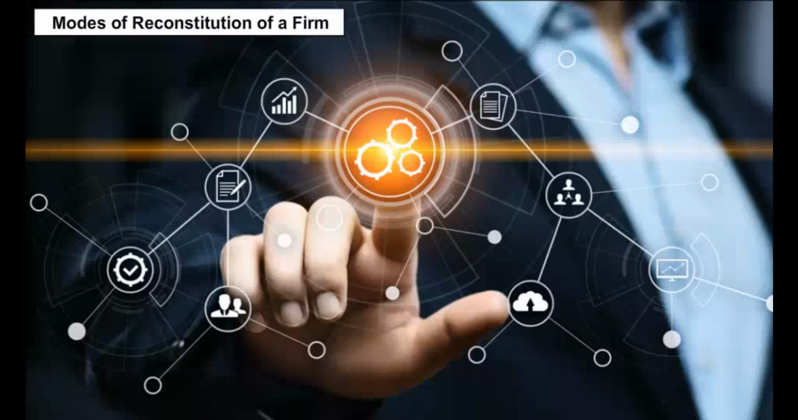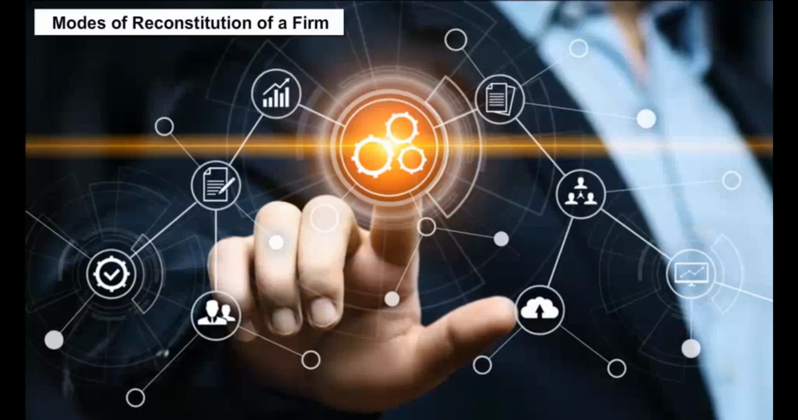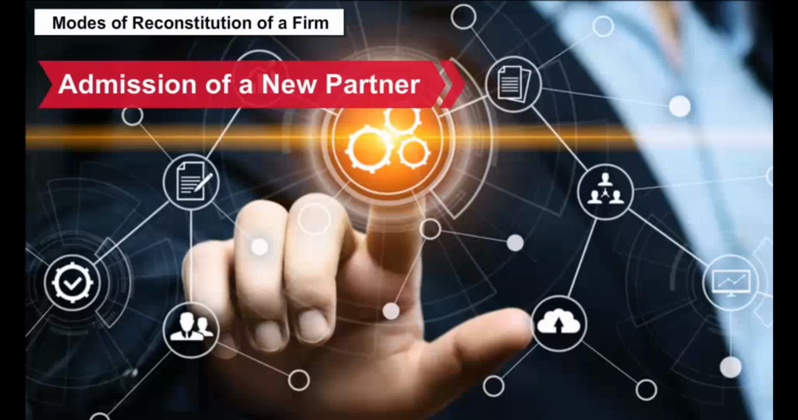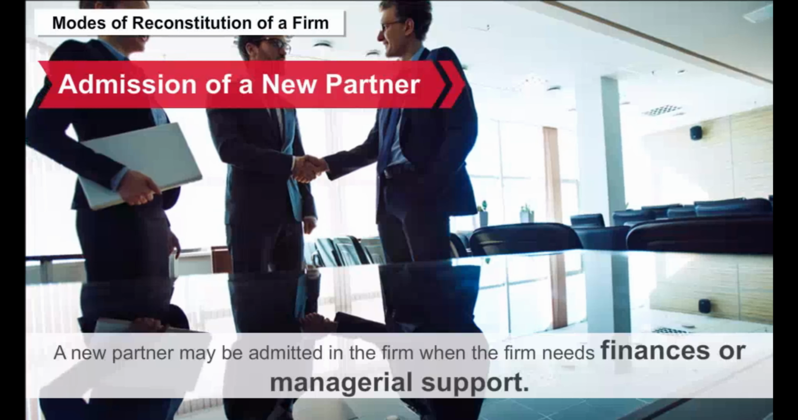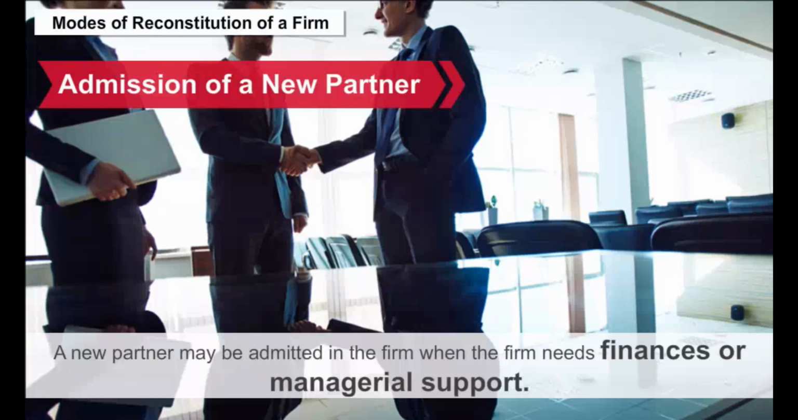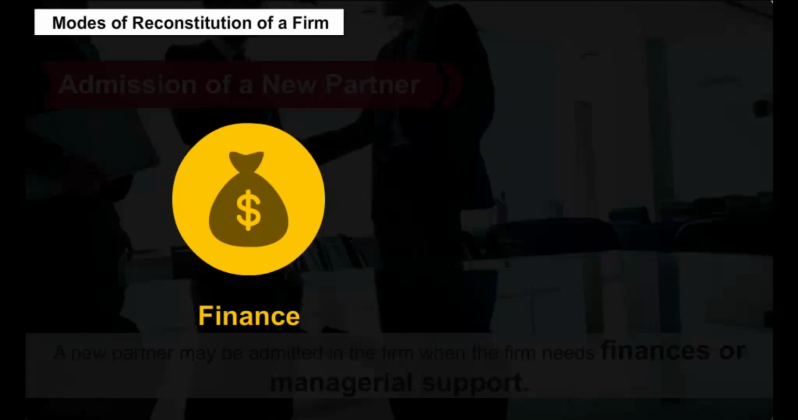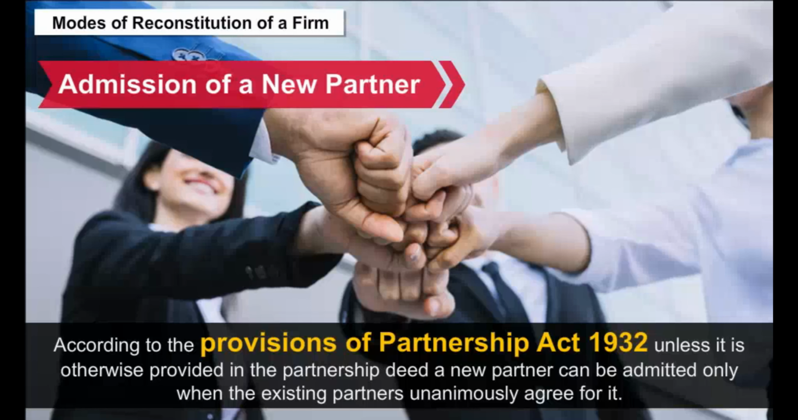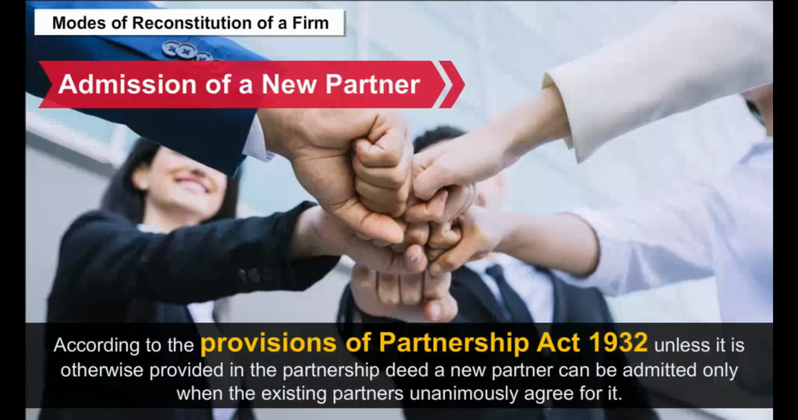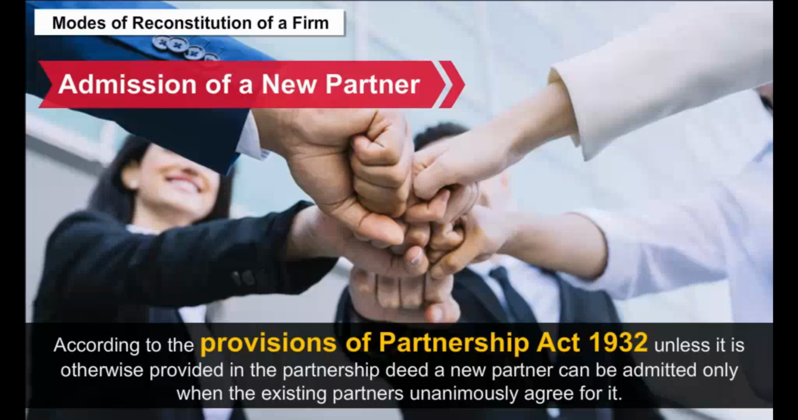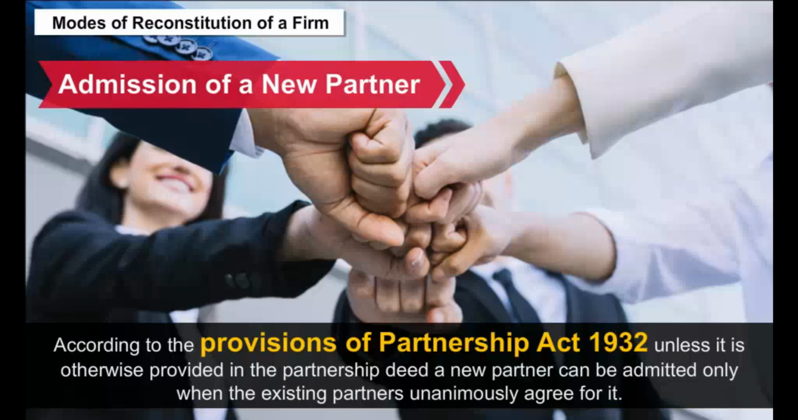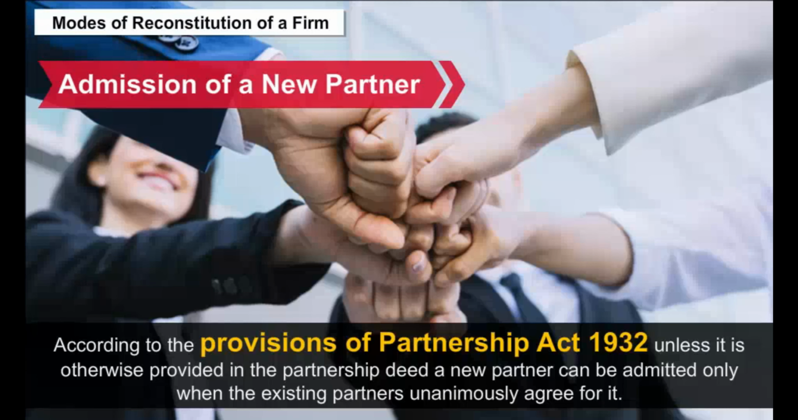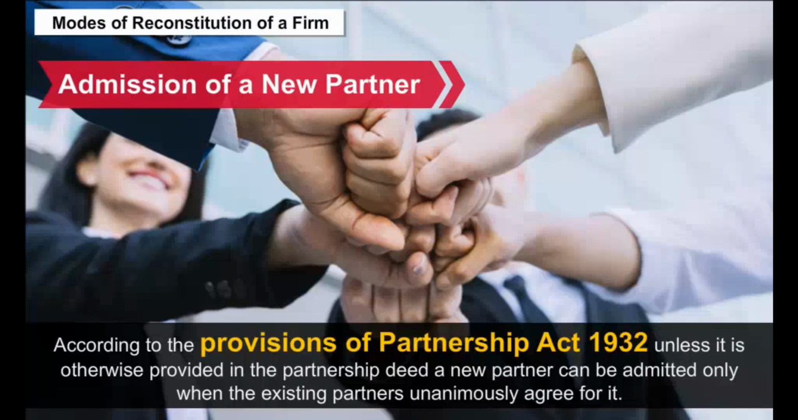Modes of reconstitution of a firm. The reconstitution of the firm happens in many ways. Admission of a new partner. A new partner may be admitted in the firm when the firm needs finances or managerial support. According to the provisions of Partnership Act 1932, unless it is otherwise provided in the partnership deed, a new partner can be admitted only when the existing partners unanimously agree for it.